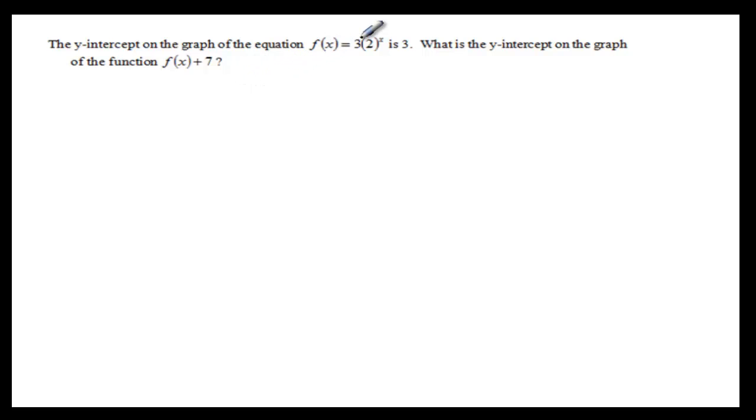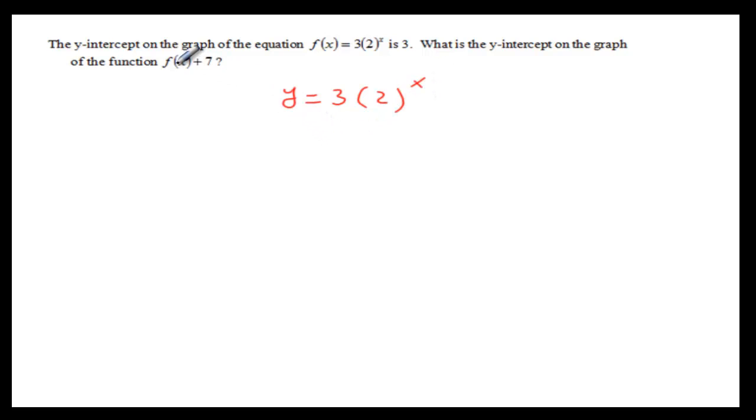Please do not get confused between the f of x and this f of x. This is not f times x. It is just f is the name of the function and is the same as y. So I'm just going to rewrite it this way here, y equals 3 times 2 to the power of x.